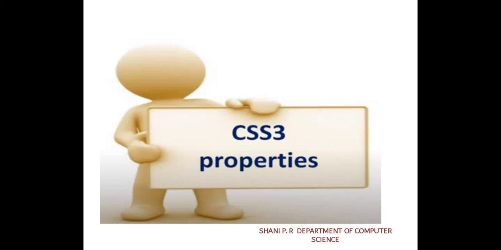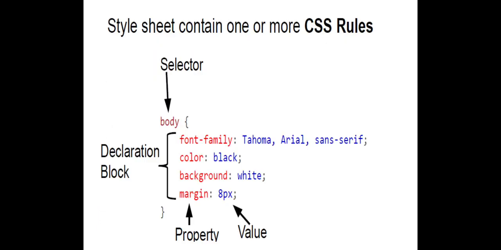Hello students. So today we can continue with the CSS chapter, the Cascading Style Sheet chapter. Today we will look into the CSS syntax rules and its properties. A style sheet contains one or more CSS rules.